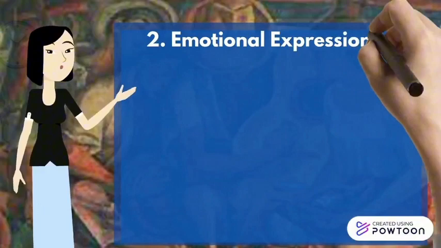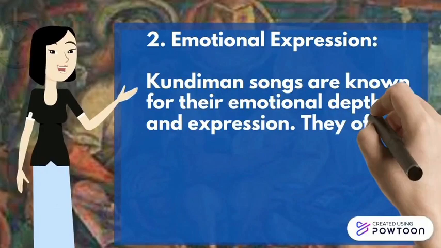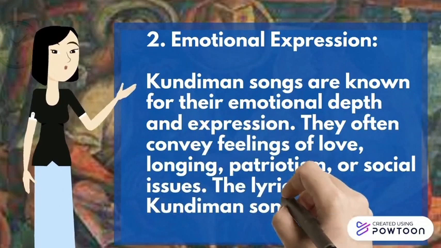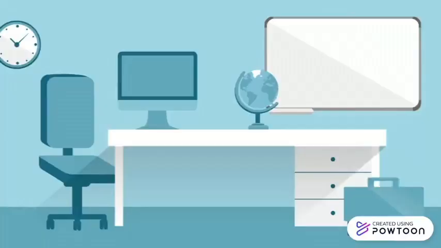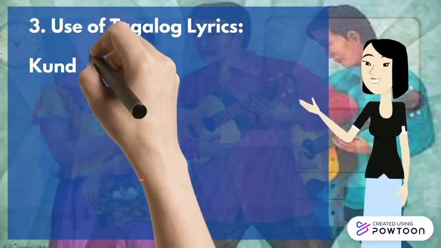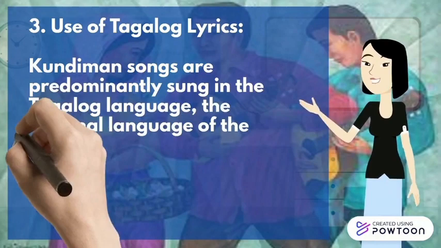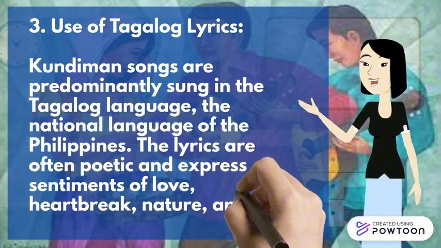Second, its emotional expression. Kundiman songs are known for their emotional depth and expression. They often convey feelings of love, longing, patriotism, or social issues. The lyrics of Kundiman songs reflect these emotions. Use of Tagalog lyrics. Kundiman songs are predominantly sung in the Tagalog language, the national language of the Philippines. The lyrics are often poetic and express sentiments of love, heartbreak, nature, and nationalism.